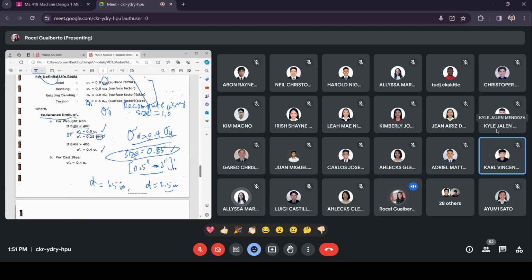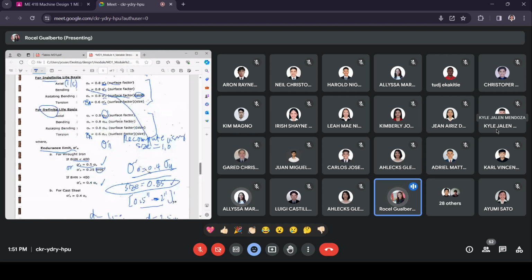Yes po. Okay. So all of this are to be substituted to your equation for you to be able to obtain sigma n and tau n. Okay? So isa-substitute po natin dito yung sigma prime n, yung surface factor, o kaya po kung included yung size factor, to obtain sigma n and tau n. Okay? That is for an indefinite life.